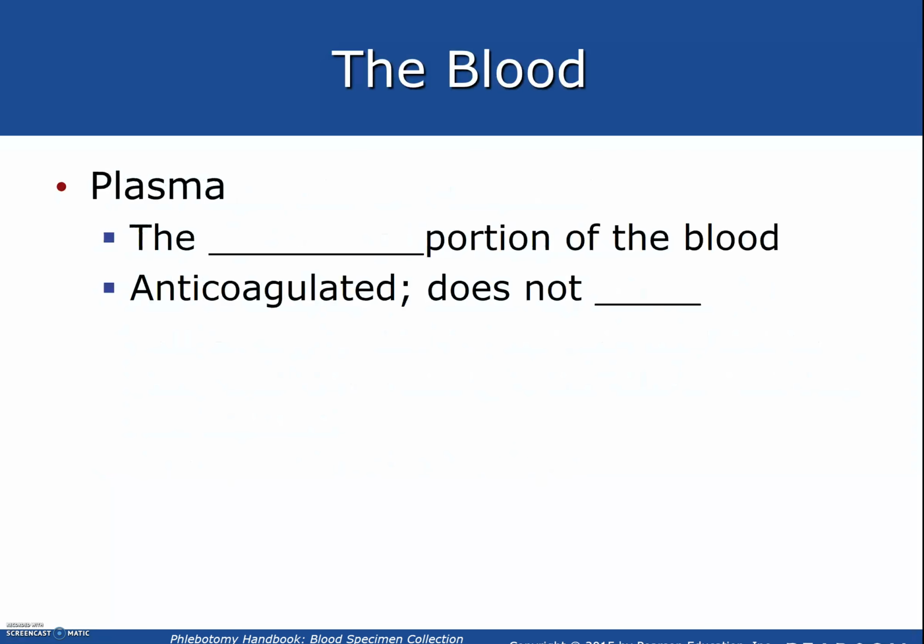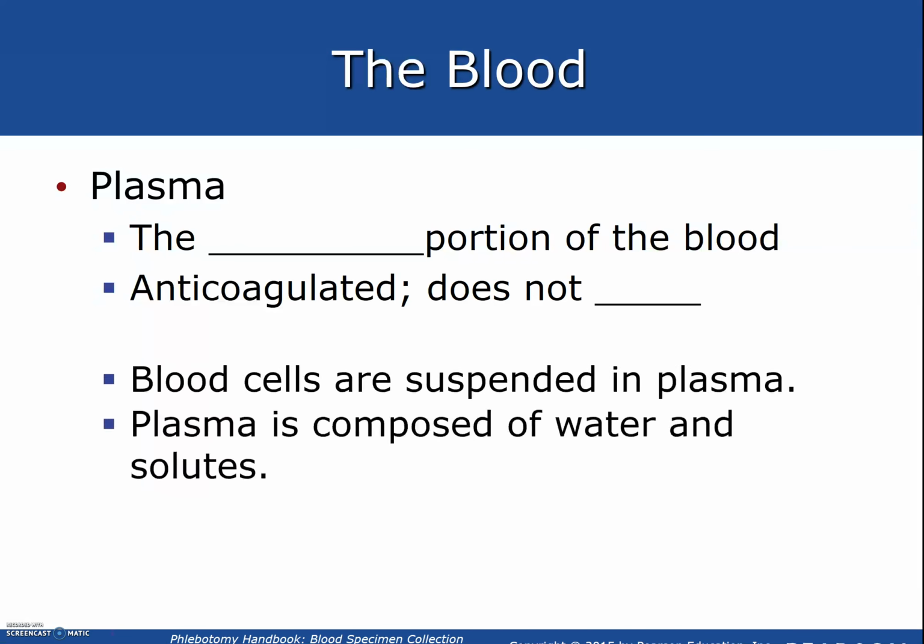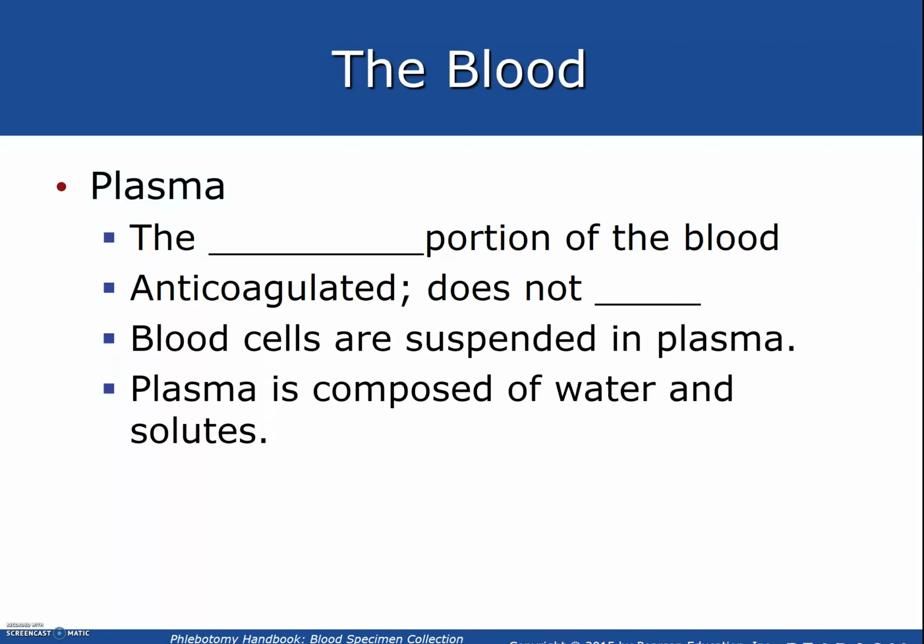Plasma, this is the blank, the liquid portion of the blood. Anticoagulant does not clot. And I will go over this term in class as well. Blood cells are suspended in plasma, and plasma is composed of water and solutes. The plasma is basically the liquid portion of the blood once we centrifuge the specimen down.